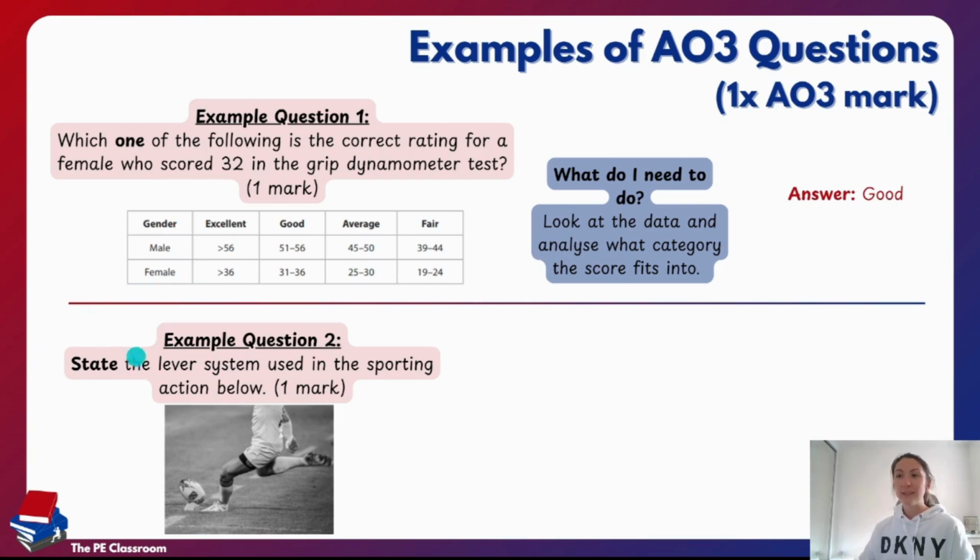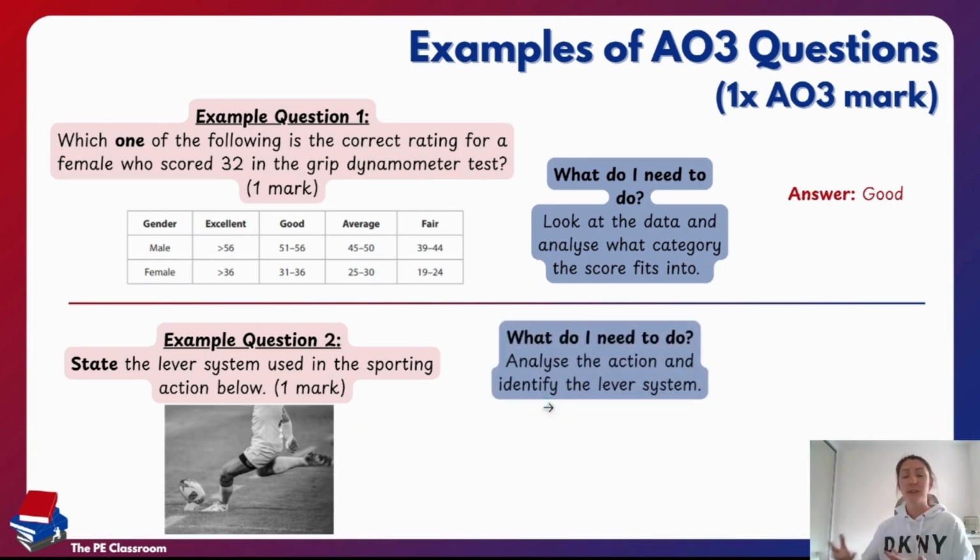The next type of question is asking you to state something. So we know state to be the command word, similar to AO1 questions. However, this is asking you to state the lever system used in the sporting action. So you have to analyse the action that you see and then apply your knowledge to that question. These tend to come up quite a lot. So 1 mark questions about lever systems, planes or axes are really classic questions to get as an AO3 question.